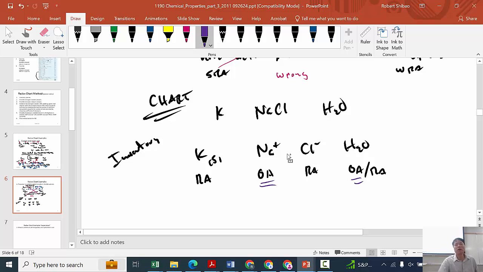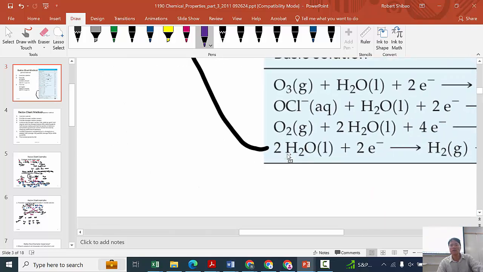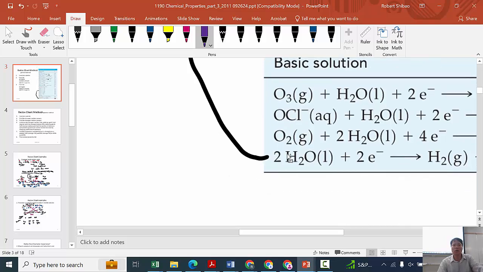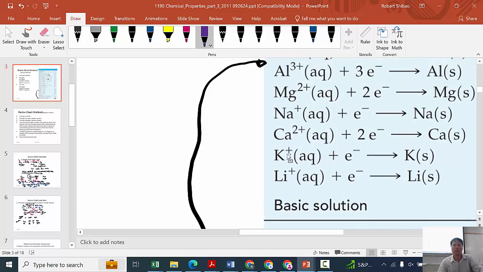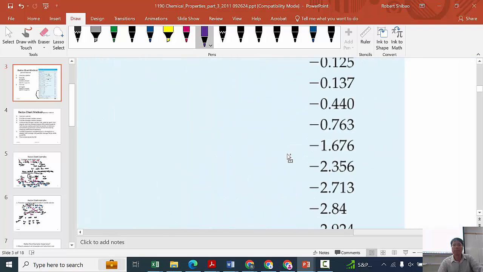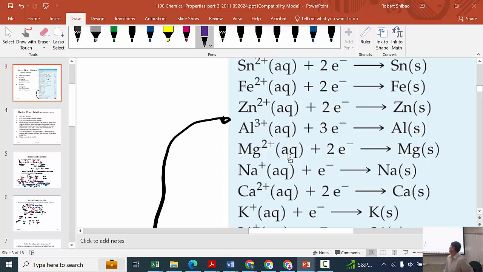Which one is stronger, sodium ions or water? So we just go back to the chart and look it up. Water, where does water belong? It doesn't belong at the bottom of the chart. Water belongs here, between zinc and aluminum. So if we properly rank water here, let me write that. We can see that H2O liquid is a stronger oxidizer than sodium ions.